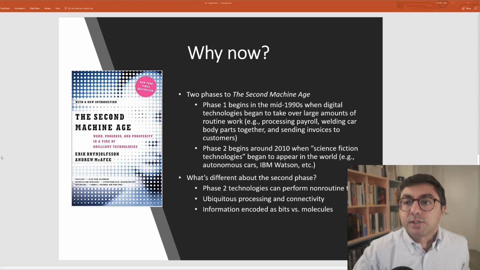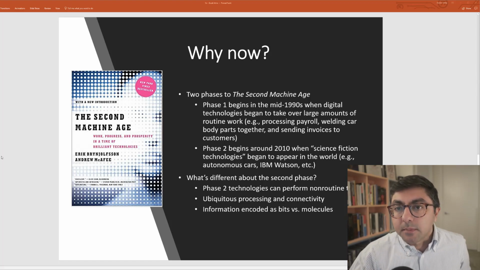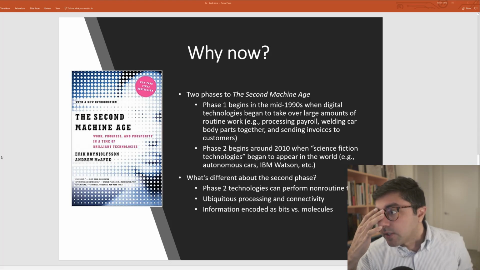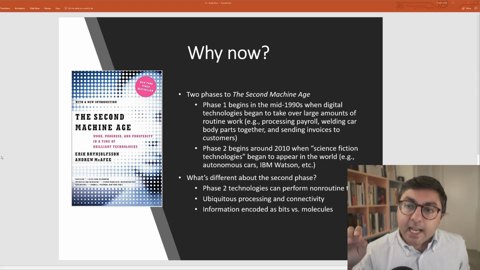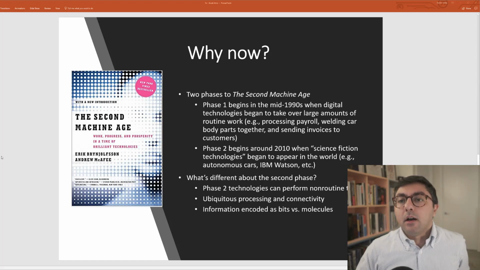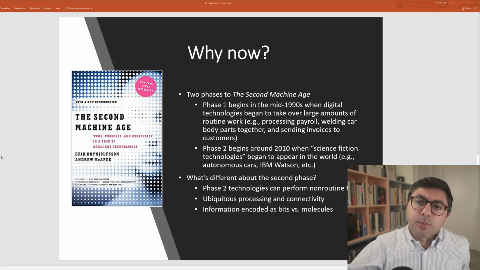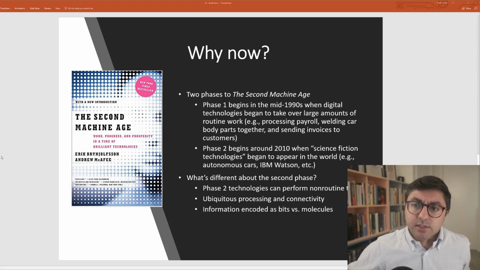But there's two phases to the second machine age, they say, in this book. Phase one began in the mid-90s when you had the beginning of the digital revolution, right? In that phase, you took routine work and you started to automate it. So things like payroll and sending invoices to customers, things that happened the same way, week after week or day after day in a routine sense. Phase two happens in 2010 when we start to move into non-routine tasks, non-routine processes, right?